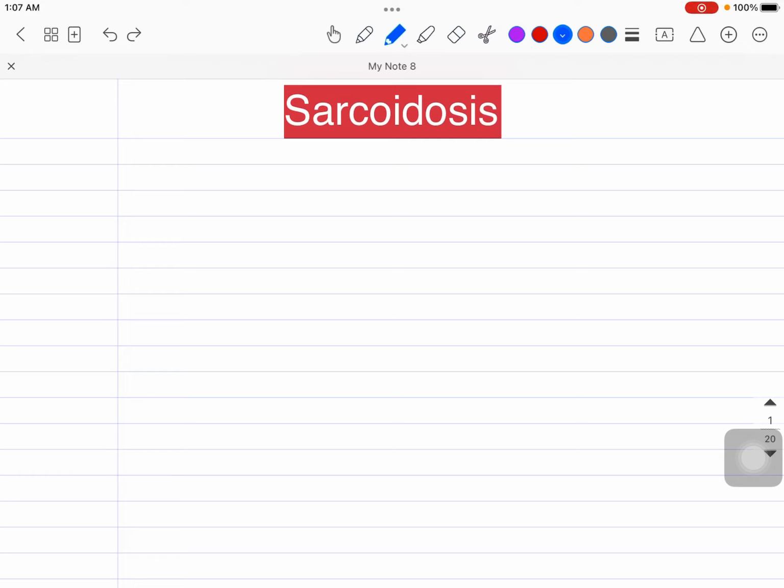Today in this particular session we are going to talk about sarcoidosis. Sarcoidosis is a very important topic, but at the same time very difficult to diagnose as far as clinical scenarios and clinical cases are concerned, right?